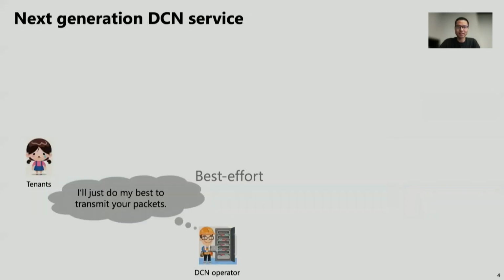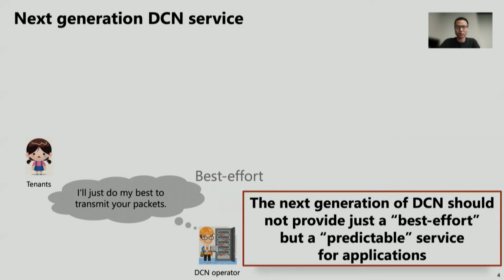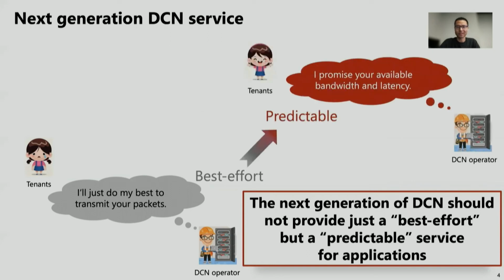Today's DCN only does its best to transmit packets, so the quality of network service is not guaranteed. The next generation of DCN should provide a predictable network service for applications, so tenants can enjoy guaranteed bandwidth and latency, simplifying the application design. Also, DCN operators can benefit from the predictable network service due to the performance improvement of the shared cloud.